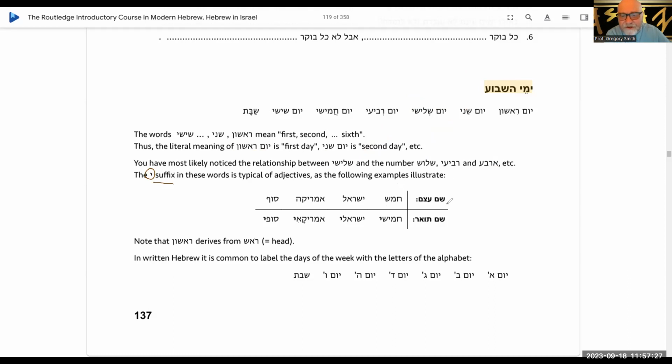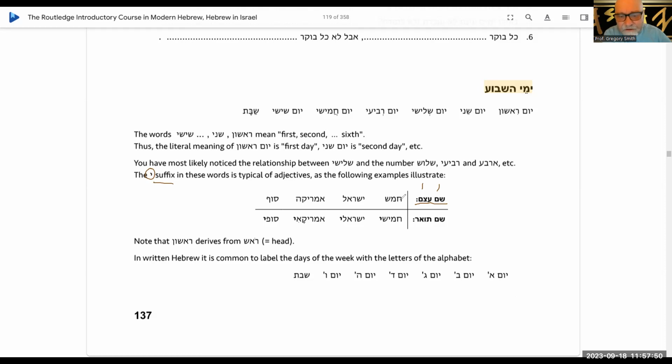Okay, so we have Shem Etzem. This would be the name of the, I'm trying to remember what Etzem is again. Yeah, the name of the noun. That's right, Shem Etzem. Okay, so the name of the noun.